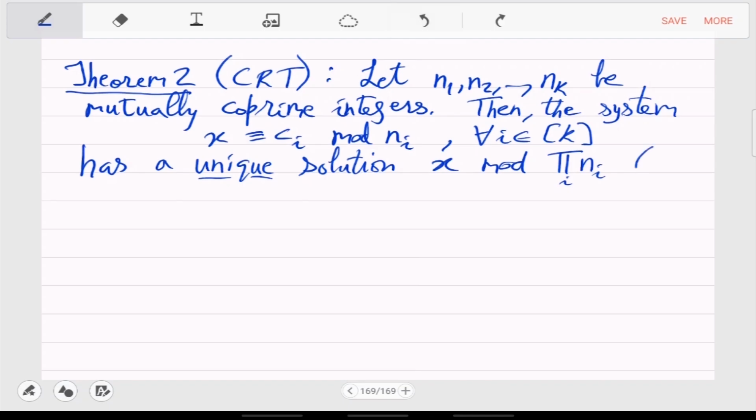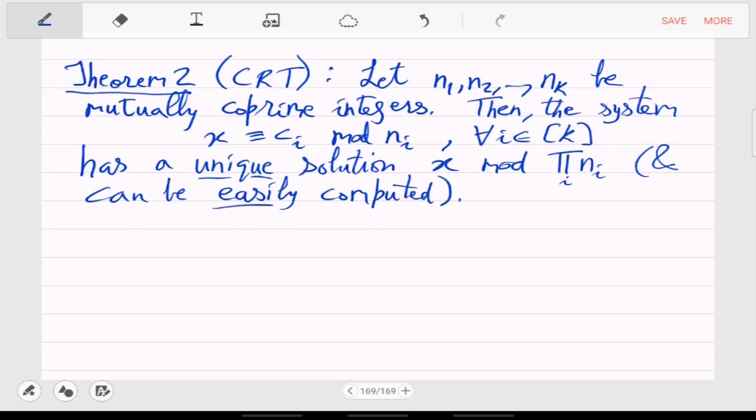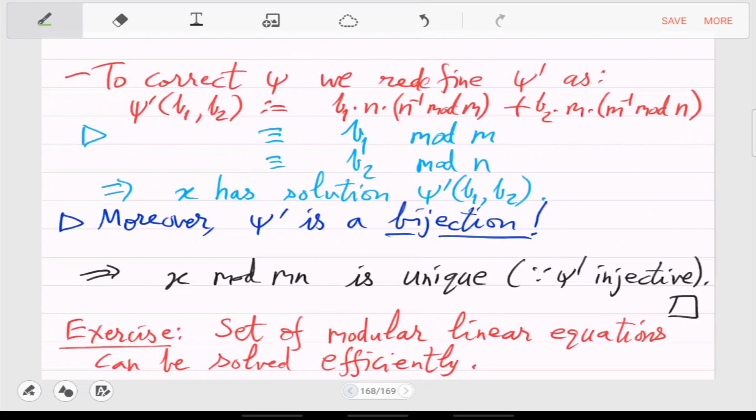And can be found efficiently. That's the part I have left as an exercise. But it's good to state it as a formal theorem. I will not prove this. I'll just give you the idea for basically this psi prime.